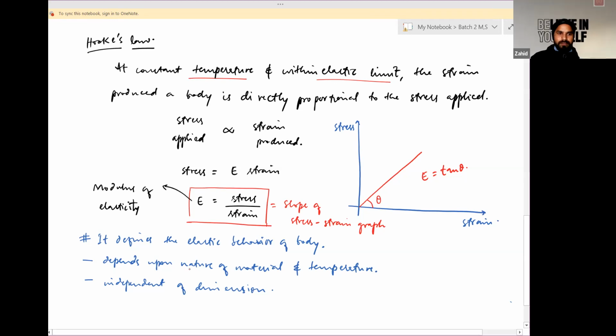Next, you may ask how modulus of elasticity depends upon temperature. Just remember, modulus of elasticity is inversely proportional to temperature. If you increase temperature, the separation between particles increases due to decrease in bond strength. That's why the elasticity of the body decreases. So elasticity is inversely proportional to a rise in temperature.